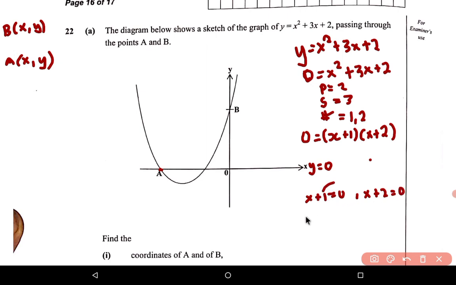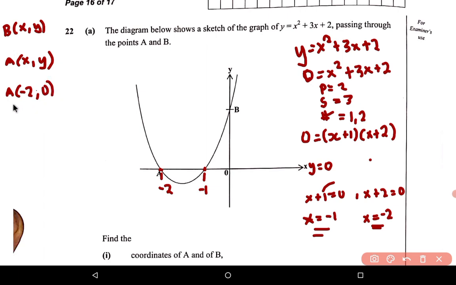So x is equal to -1, and x is equal to -2. It even makes sense: we found these two values because we said on this line y is equal to 0, and by looking at them you can tell that this is where -1 is, and here is where -2 is. So the coordinate for A is -2, 0, because y is 0.